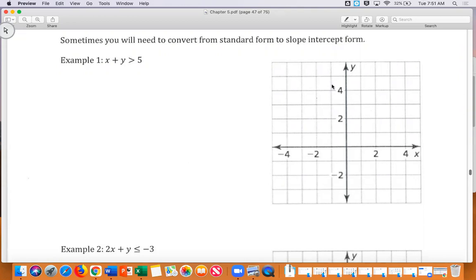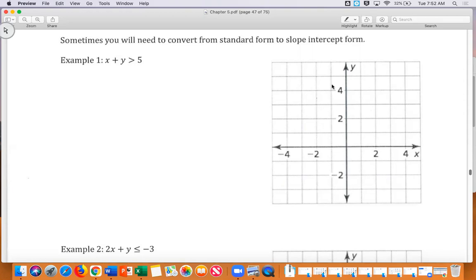We're going to view it as like x plus y equals 5, and we're going to be using the cover-up method. The only thing that changes a little bit is how we determine which side of the line to graph. And this is where the test point really comes in handy.